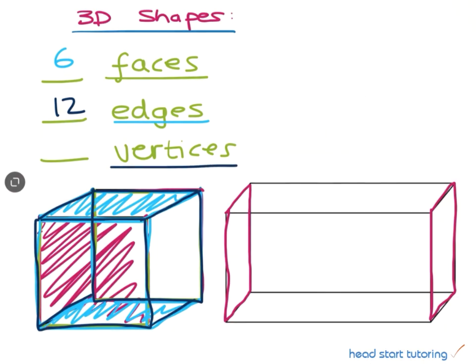So our vertices, remember, are the corners, okay? It's where 2 or more straight lines meet, so it's where our edges meet. So we've got 1, 2, 3, 4, 5, 6, 7, 8 vertices. So we have got 8 vertices altogether in our cube.